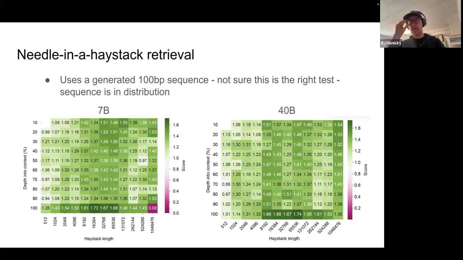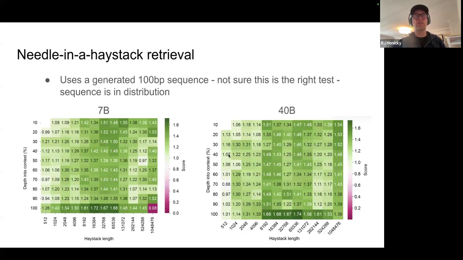This is an exception, I guess. Needle in a haystack we're all familiar with, and it looks like they do pretty well. There's not any red except for this guy. There's a 7B model that seems to have trouble at 1 million context length with depth at 100%. I don't really understand why. I didn't look into it. But in any event, they seem to do pretty well.